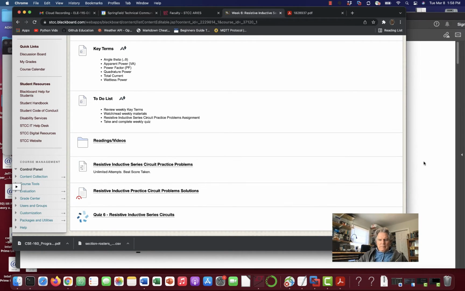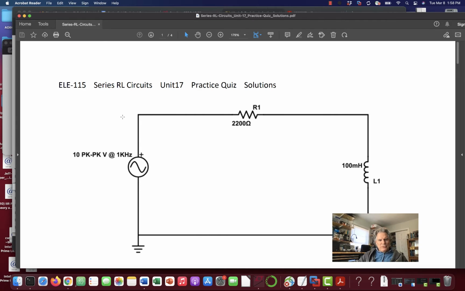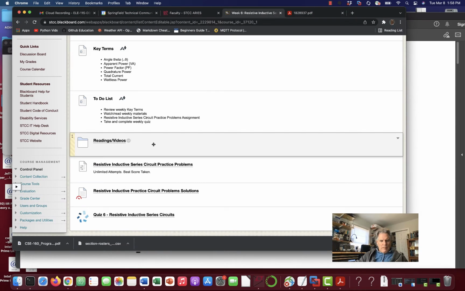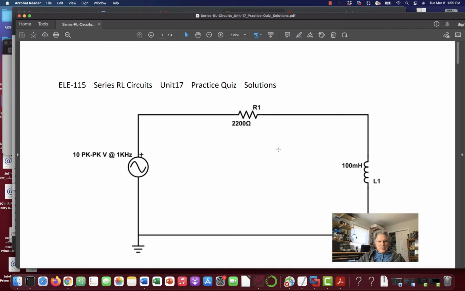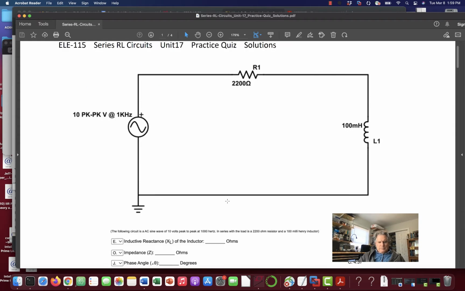So let's go over here. This is that document that I just pointed out. Resistive inductive practice circuit problems solutions. So we have a 10 volt peak to peak 1 kilohertz source with no DC offset, just pure AC. We have a 2,200 ohm, 2.2 k ohm, if you will, resistor, and a 100 millihenry inductor.